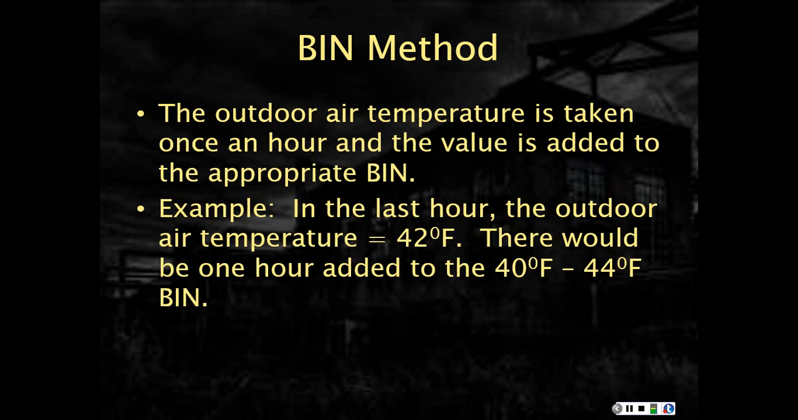The outdoor air temperature is taken once an hour, and that value is added to the appropriate bin. So for example, if when I went out and looked at my temperature last hour the outdoor air temperature was 42, there would be 1 hour added to the 40 to 44 degree bin. And I would do that every hour for the whole year. So by the end of the year, I know how many hours I spent within each 5-degree bin.